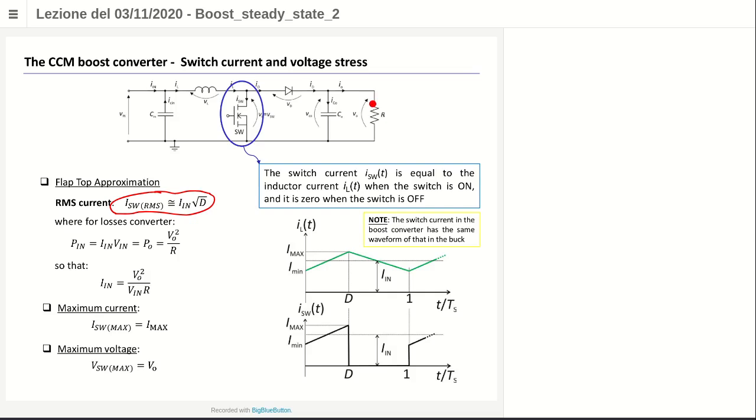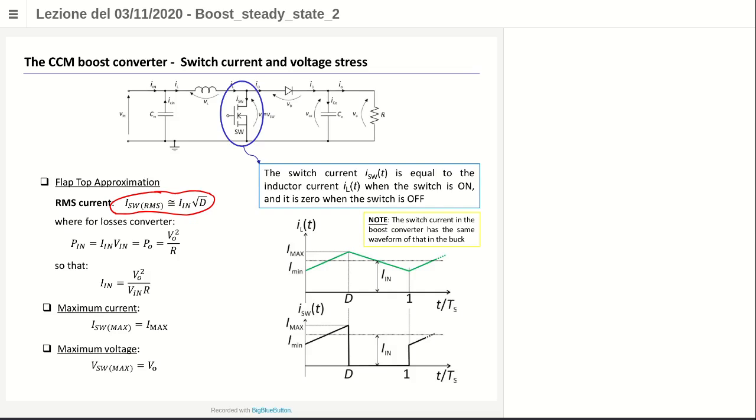Pay attention that there does not exist a maximum V0. V0 is V0. Okay, you have to design a boost for, say, I don't know, 24 volts at the output, then this is pretty constant as a value. There is no input voltage being minimum and being maximum. V0 is V0.